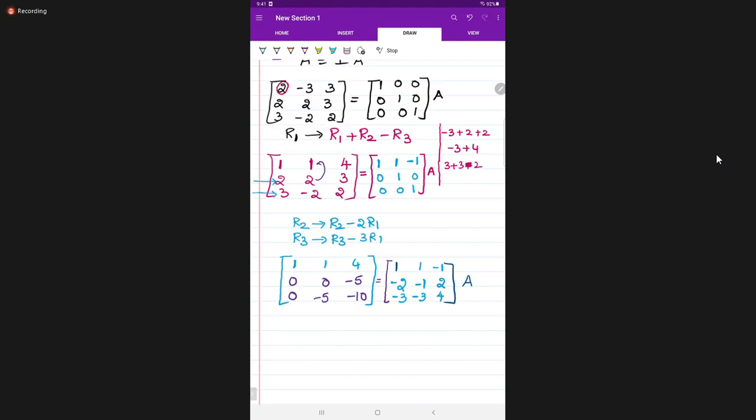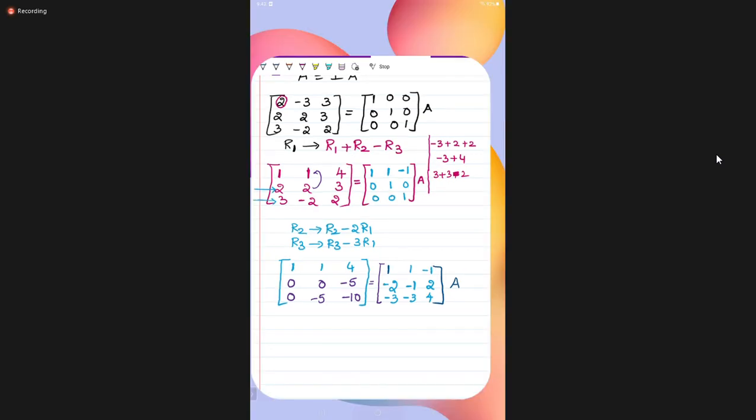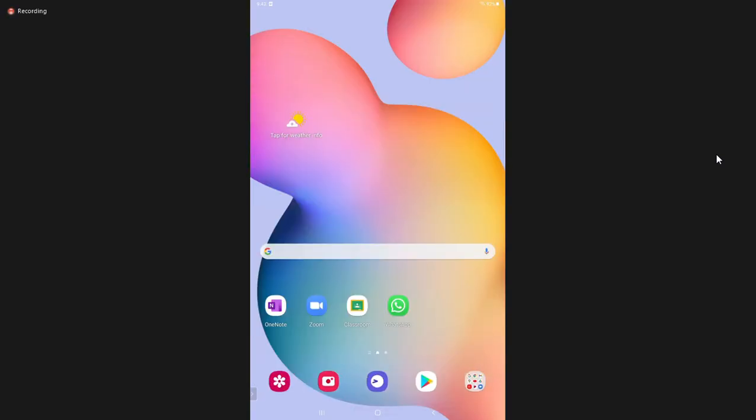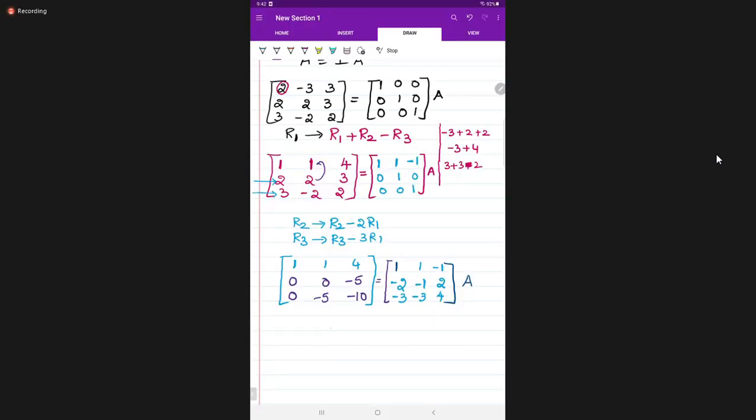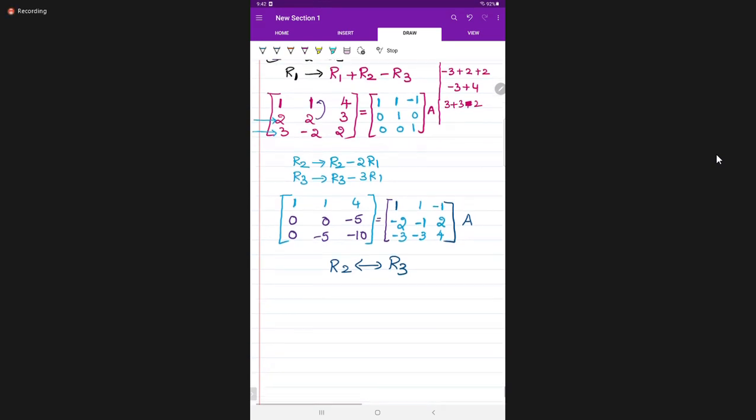Okay, students, in the second row, 0, 0 is there. Yes, 0, 0 minus 5. Actually, identity matrix means what is the second row? 0, 1, 0 is there, right? Okay. Now I'm interchanging the second row and third row. Second row interchange third row. Now tell me how can I write?